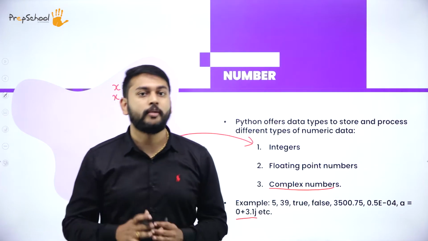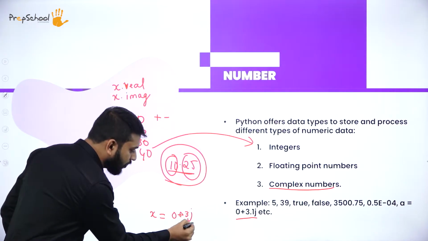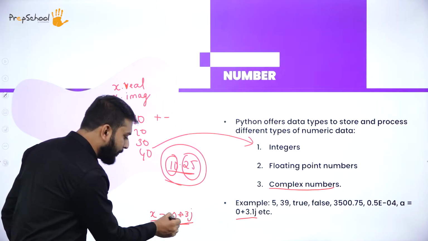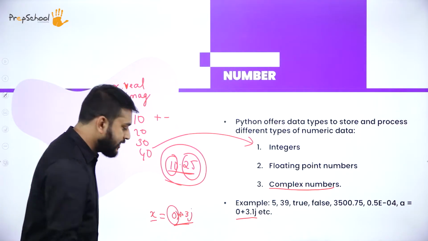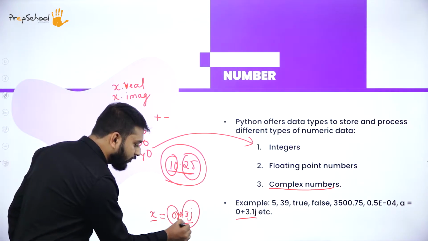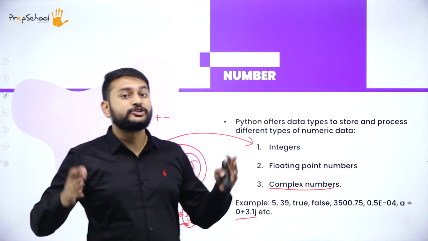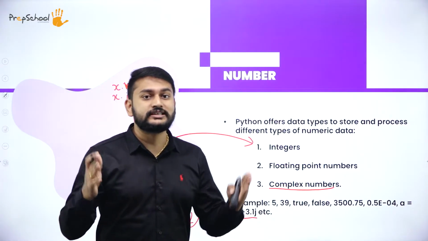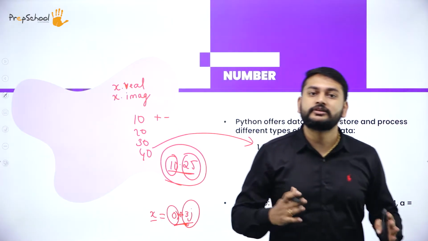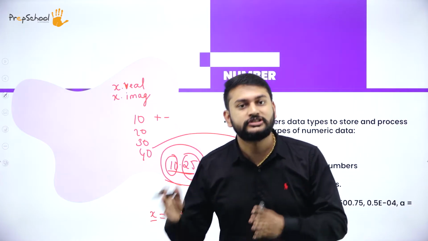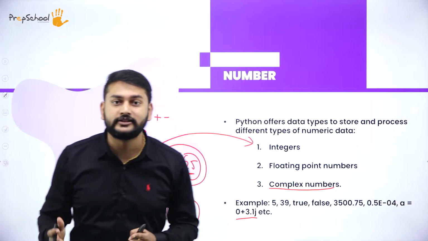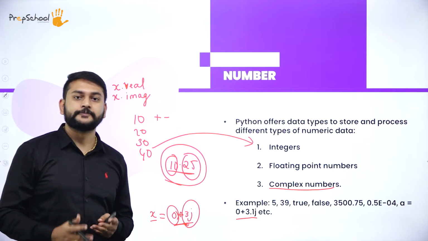So I can store the complex number in a variable called x. x.real means the real part of this complex number will be printed, and x.imag, only the imaginary part of this complex number will be printed. That is what you have to understand. This is the beauty of Python. We don't usually deal with complex numbers in any of the programming languages except Python. It's a very unique feature that we have in Python. That is what you have to remember.